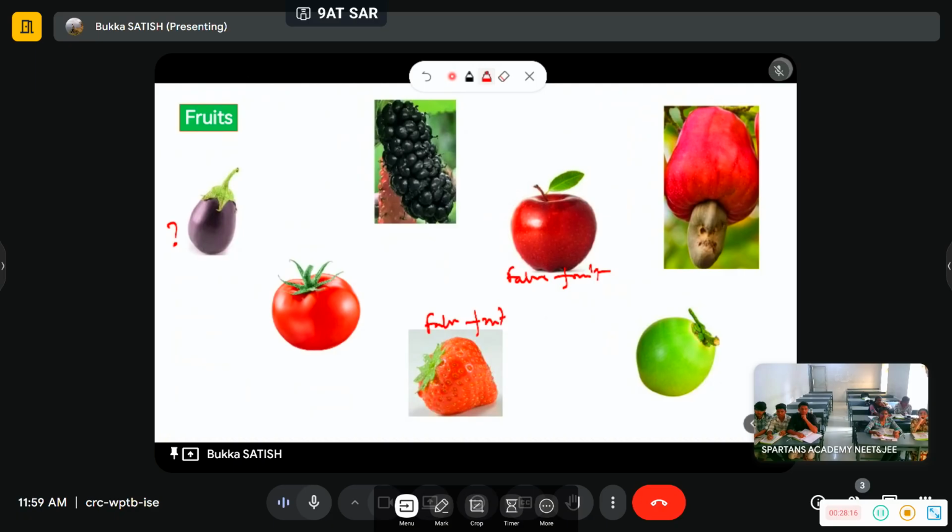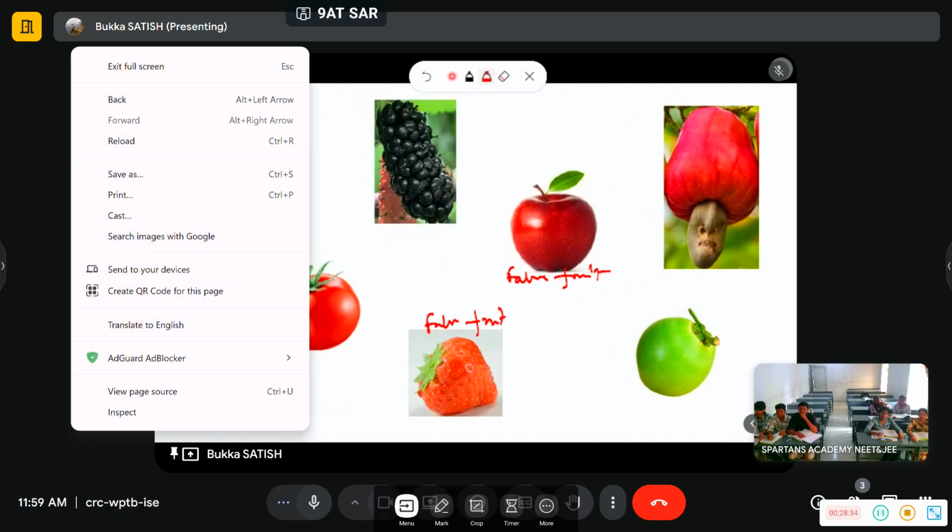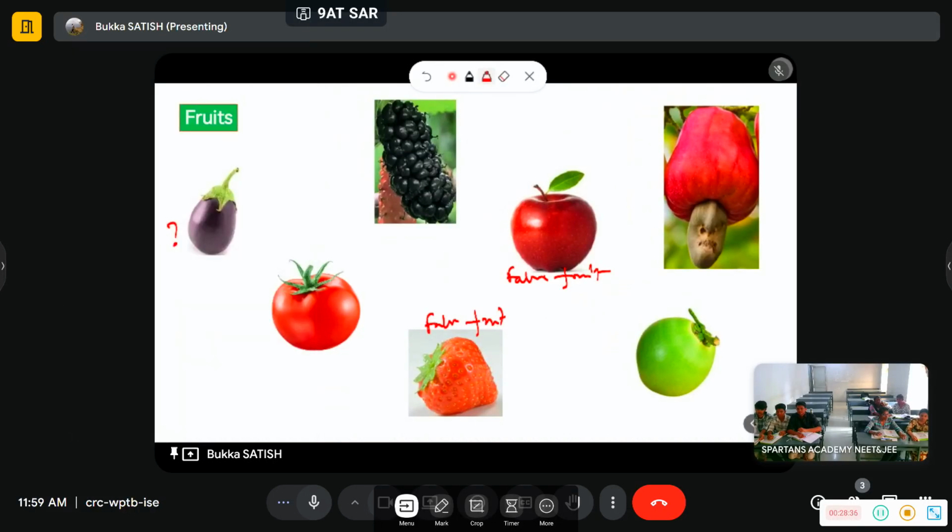Mic is disconnected, it seems. Yeah. Is it a fruit or not? Why does it take this much time?